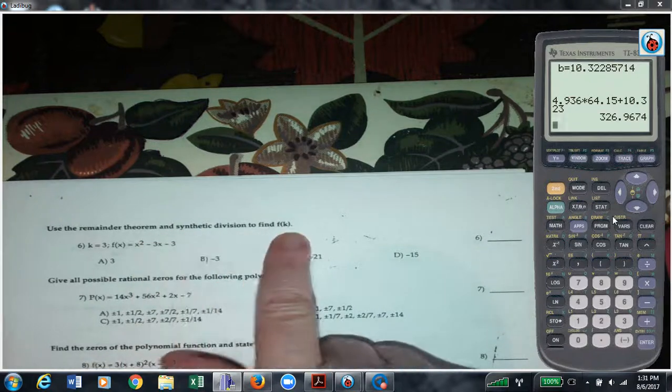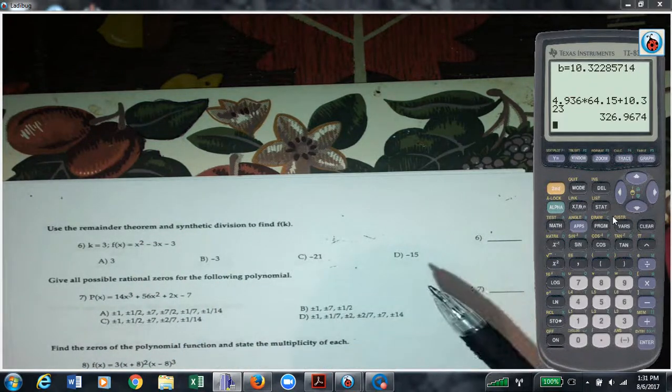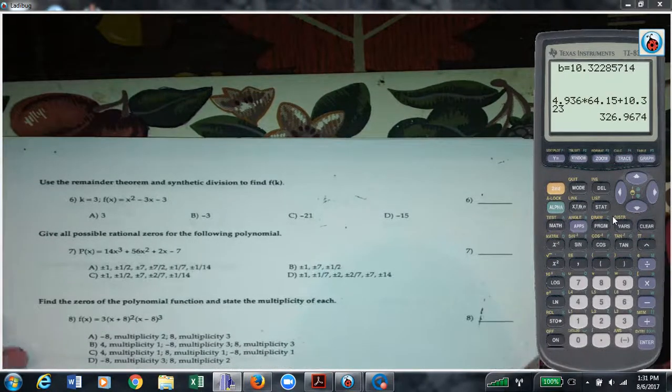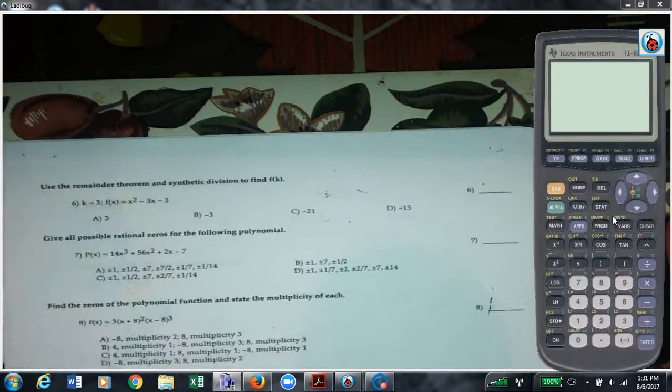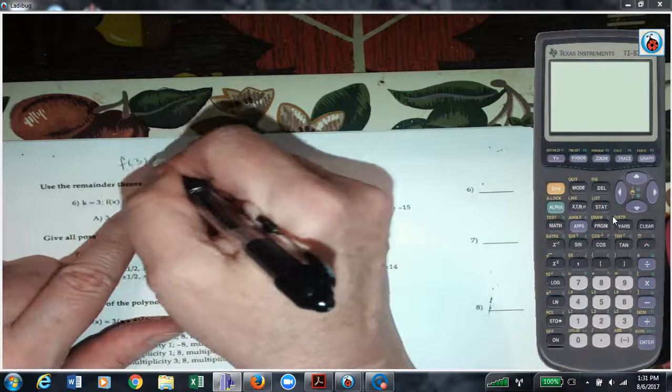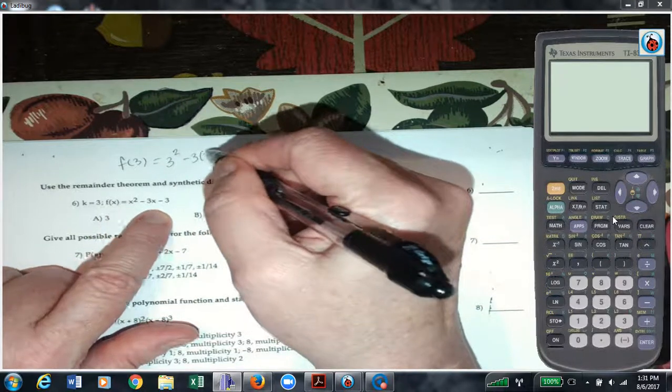Use the remainder theorem and the synthetic division to find f evaluated at k. Now, this is a multiple choice exam, and you are not required to show your calculations. You don't have to do the method they tell you to do. If k is 3 and I want to find f of 3, I can just plug in 3 for x.